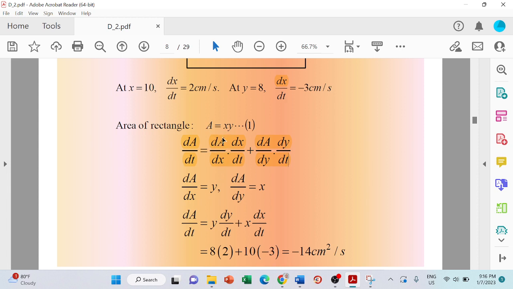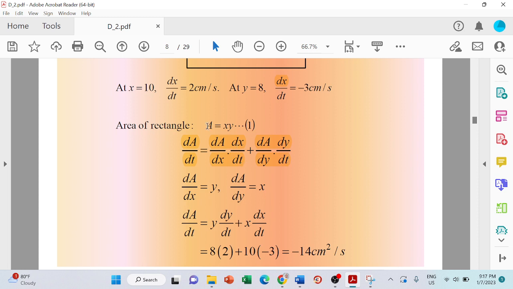Okay, so area akan ada perubahan terhadap X. So dA dx lah. X ada perubahan terhadap masa T. So you see this is a product, dA dx times dx dt.